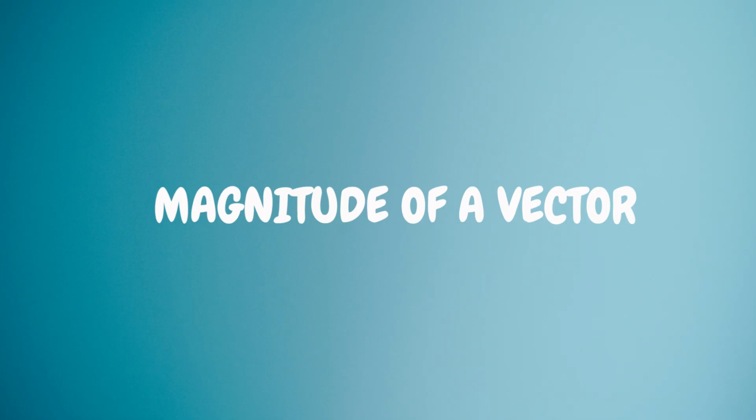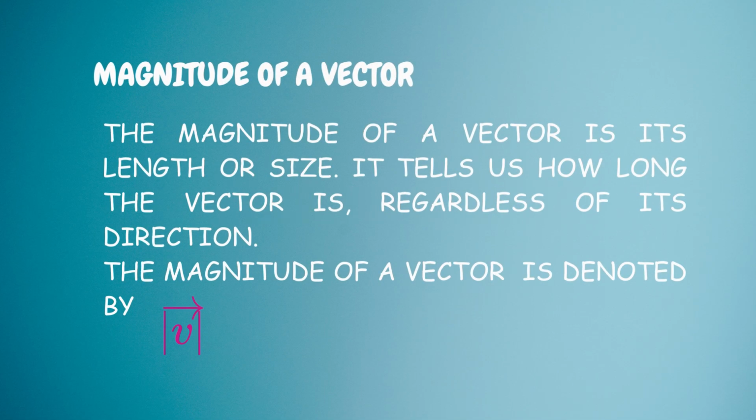Magnitude of a vector. Now, let's study another important concept, the magnitude of a vector. The magnitude of a vector is its length or size. It tells us how long the vector is, regardless of its direction. The magnitude of a vector v is denoted by the absolute value of v.